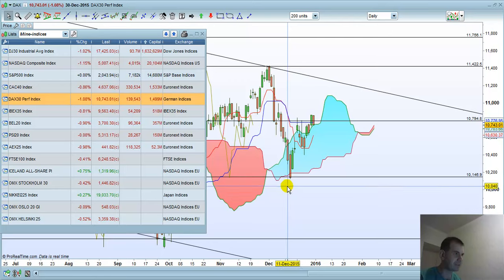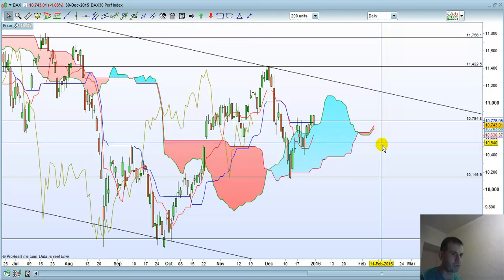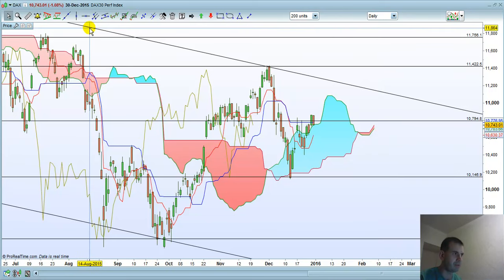Next index is DAX 30. What can we see here? Price broke up through this level, but it reverses and it returned under this level. So it came back to the cloud, and just now it consolidates on the upper border of the cloud. The overall trend is downward, as you can see.